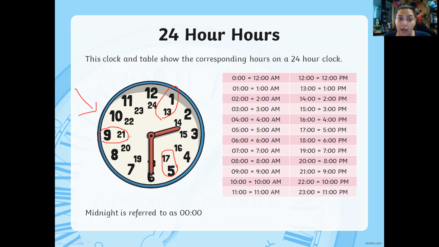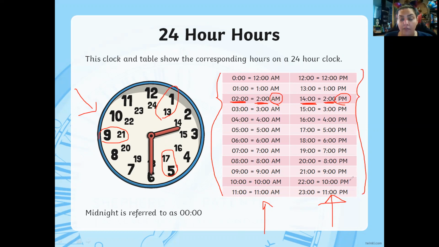So this clock and the table show the times and how to read them. For example, if the analog clock shows 2 and the digital clock shows 2, that means it's AM, it's morning. But if the analog clock shows 2 but the digital clock shows 14, that means it's PM, it's in the afternoon. So all the times here and all the times here are exactly the same. The only difference is, here is from 12 midnight until 12 in the afternoon. Here is the other way, from 12 afternoon until 12 midnight.